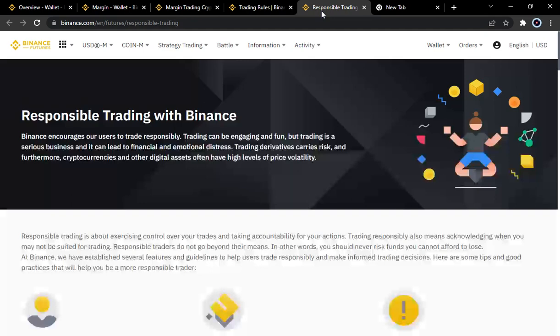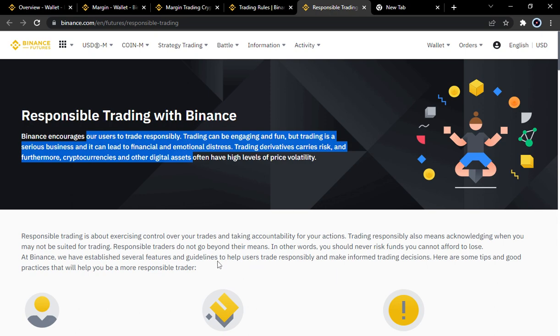Also, we'll be looking at some responsible trading. Binance encourages users to trade responsibly. Trading can be engaging and fun, but trading is a serious business and it can lead to financial and emotional distress. So users are encouraged to trade carefully, as cryptocurrencies carry a lot of risk as well as volatility. So you want to take note of these facts.